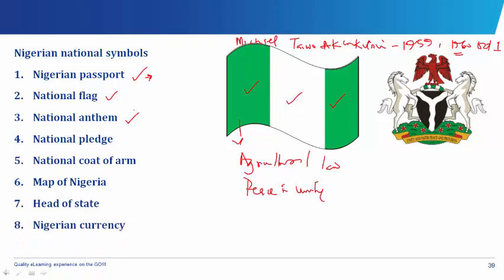Okay, when was it composed? The national anthem came into being in 1978. That was about 18 years after our independence, 1978. Okay, so having seen the national anthem, now let's look at the pledge. The pledge was introduced 8 years before the national anthem, so that was in 1970. So we started using the national pledge before the national anthem.